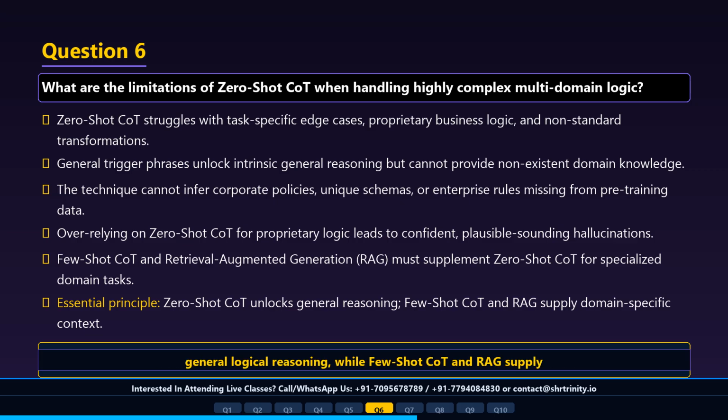For example, when calculating custom tax deductions based on multi-state corporate tax rules, zero-shot CoT guesses standard logic rather than your company's rules. A common mistake is assuming zero-shot CoT replaces domain context or system instruction guidelines in specialized enterprise applications. As an interview tip, state clearly: zero-shot CoT unlocks general reasoning, while few-shot CoT and RAG provide domain-specific rules and facts.